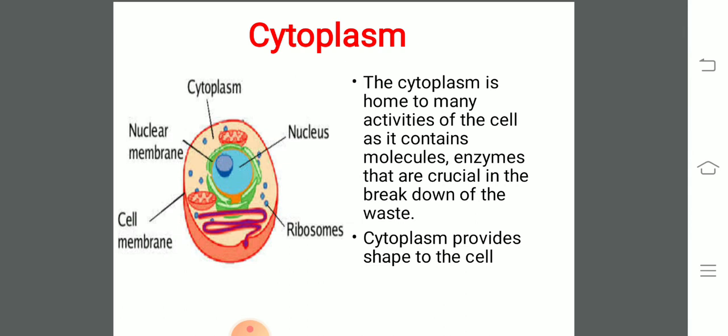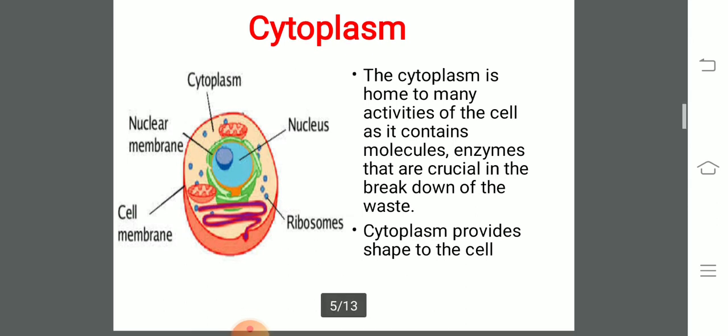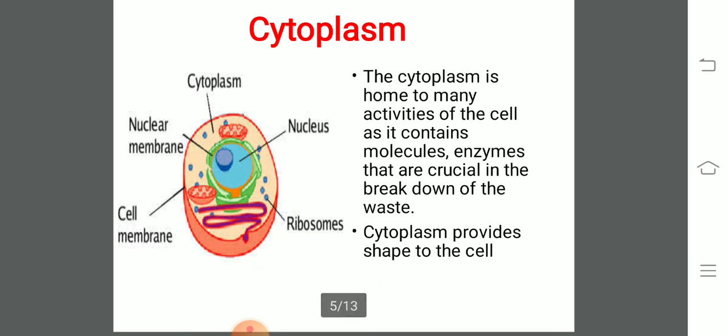The cytoplasm is home to many activities of the cell as it contains molecules and enzymes that are crucial in the breakdown of waste. The cytoplasm also provides shape to the cell. Remember one thing: in animal cells, the cytoplasm is more granular and dense, while in plant cells it is thin and mostly pushed to the periphery due to a large central vacuole.